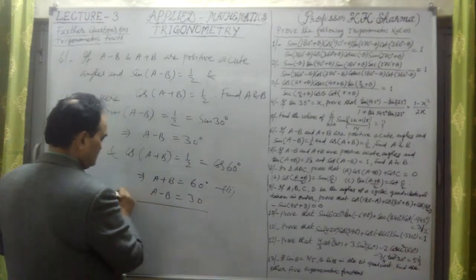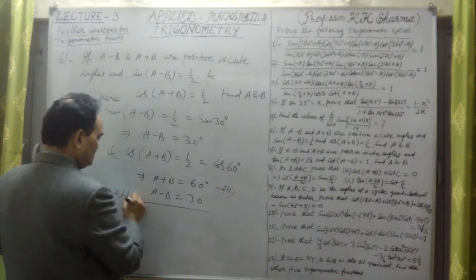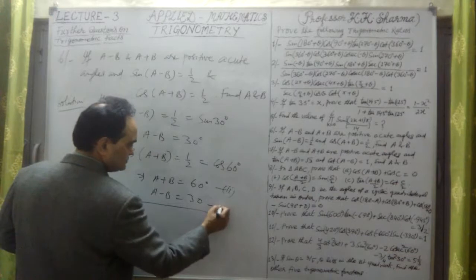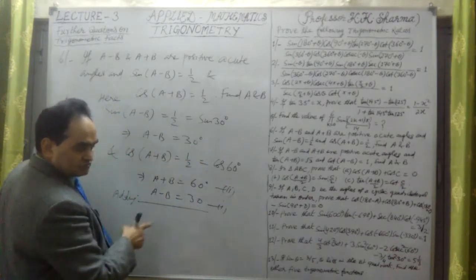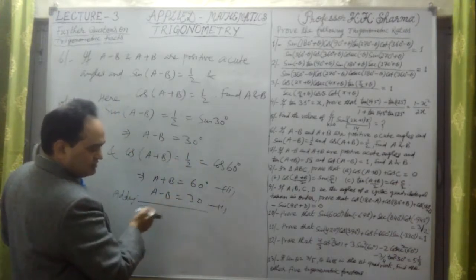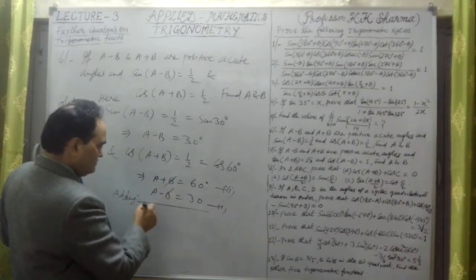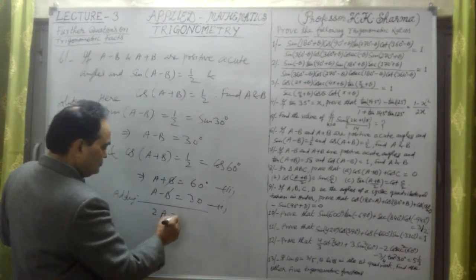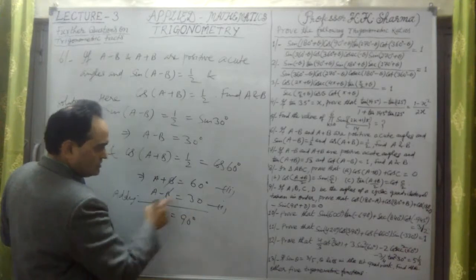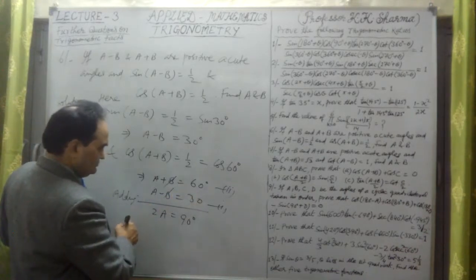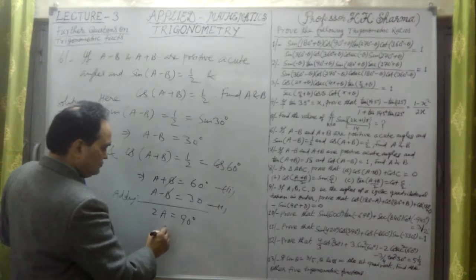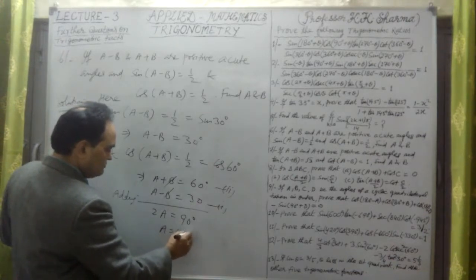If I add them, this is the first equation, so adding first and second, or second and first, no problem. Minus B plus B cancel out. Twice A is equal to 90 degrees, 60 plus 30 adding. So A is equal to 45 degrees.